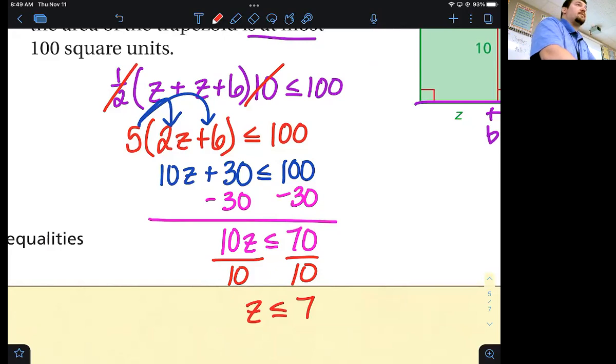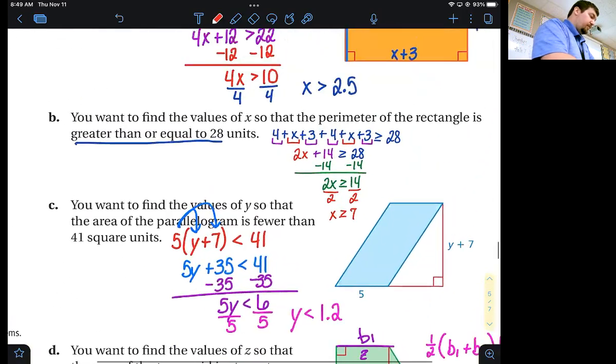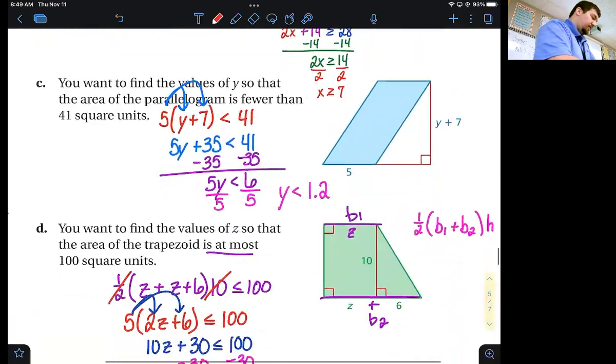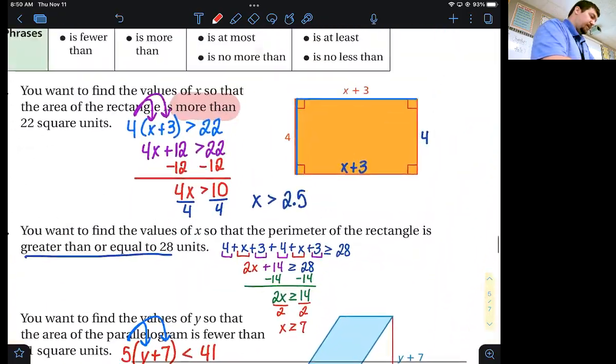Did we have to flip any of these? No, there was nothing. We weren't dividing by any negatives, so we don't have to flip. Multiply, divide by negative, I would flip, but I didn't have to.